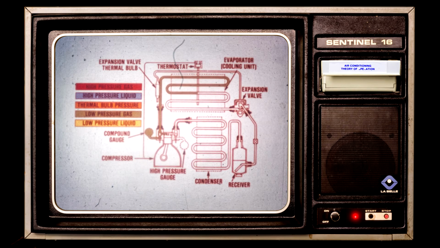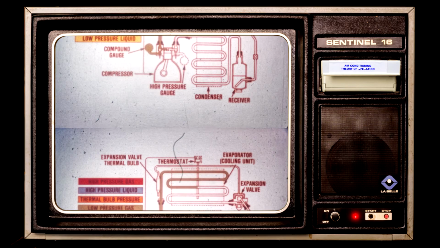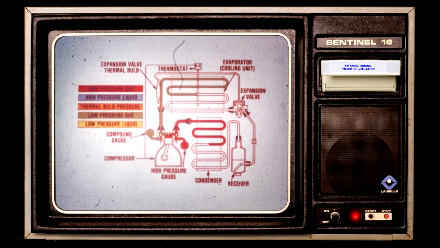As we've seen, the low pressure liquid R12 picks up heat in the evaporator, boils and vaporizes into a low pressure gas, indicated here in green. This gas is drawn into the compressor. The compressor increases the pressure on the gas. So now we have high pressure gas, red, indicated from the compressor to approximately the middle of the condenser.